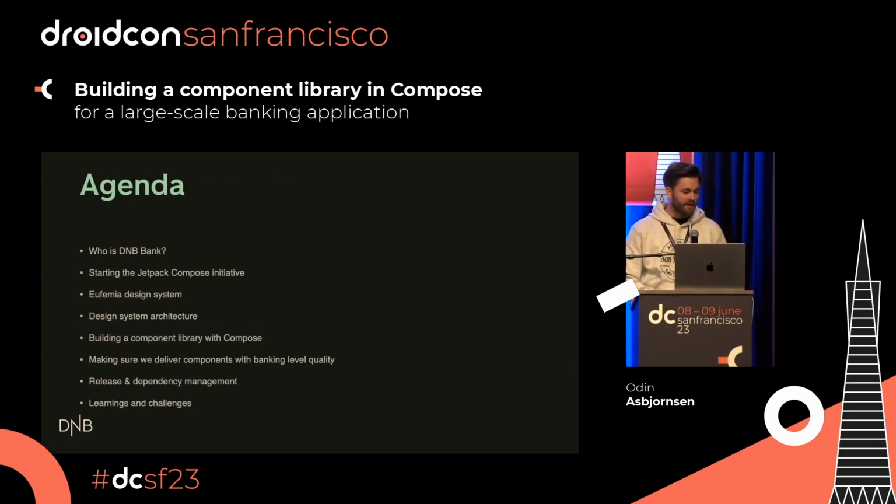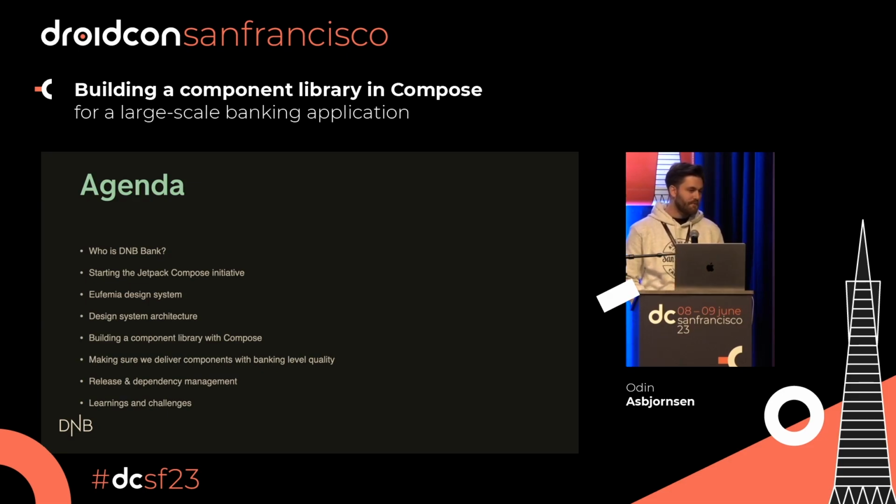So first off, I want to go through the agenda today. Firstly, I will start talking a bit about who actually DNB Bank is. Then I will go through how we started our Jetpack Compose initiative. And then we have our own custom design system called Euphemia Design in DNB Bank, which is used all across our bank. I will go a bit through how we architect that design system, and then I will go through a section called building a component library in Compose.